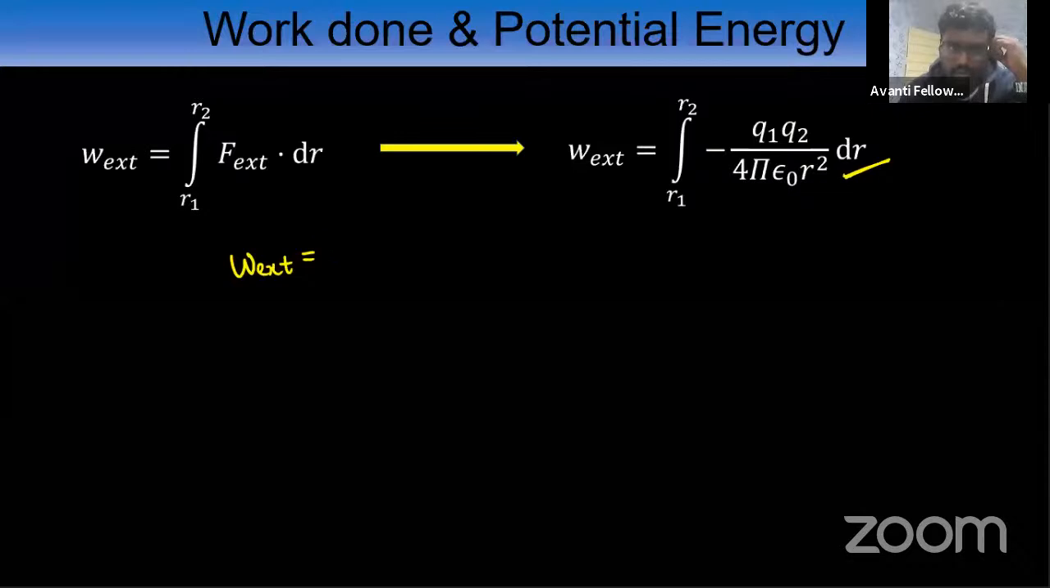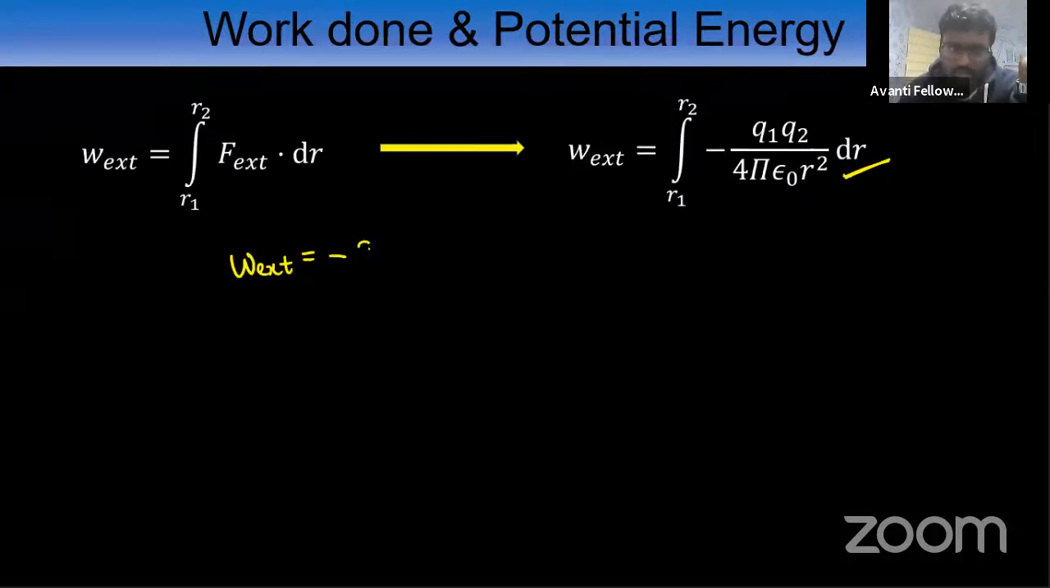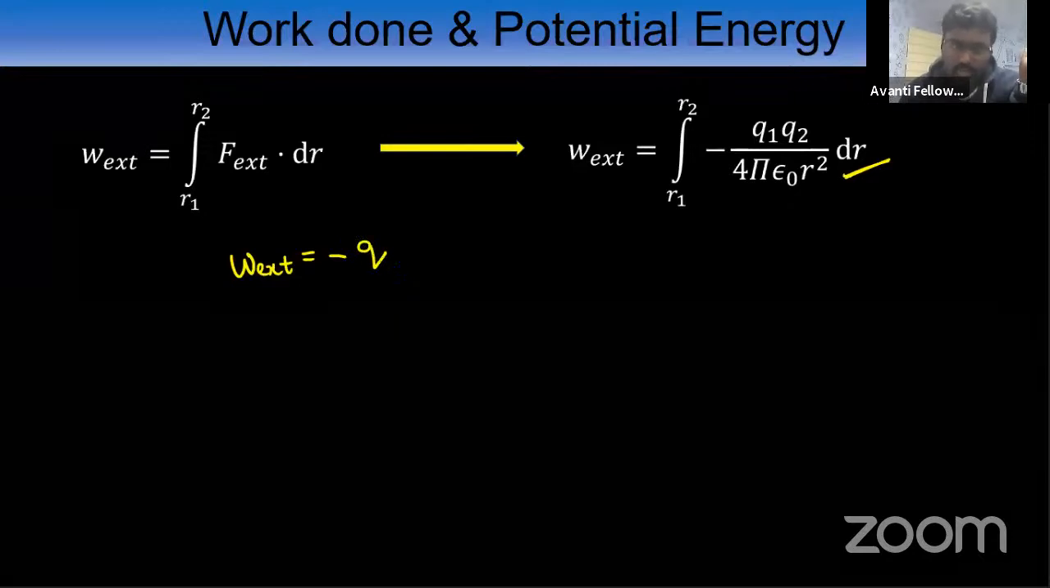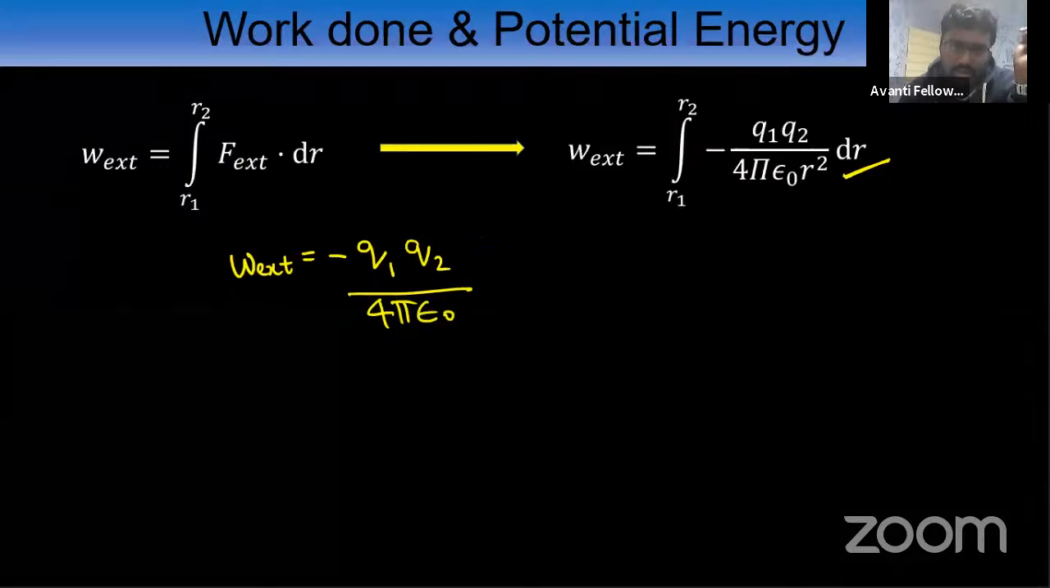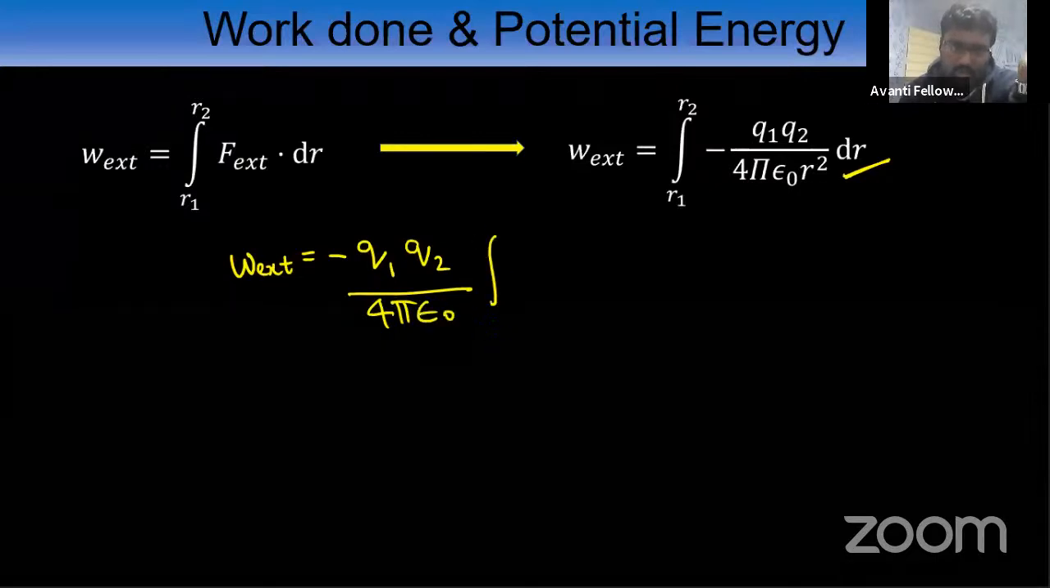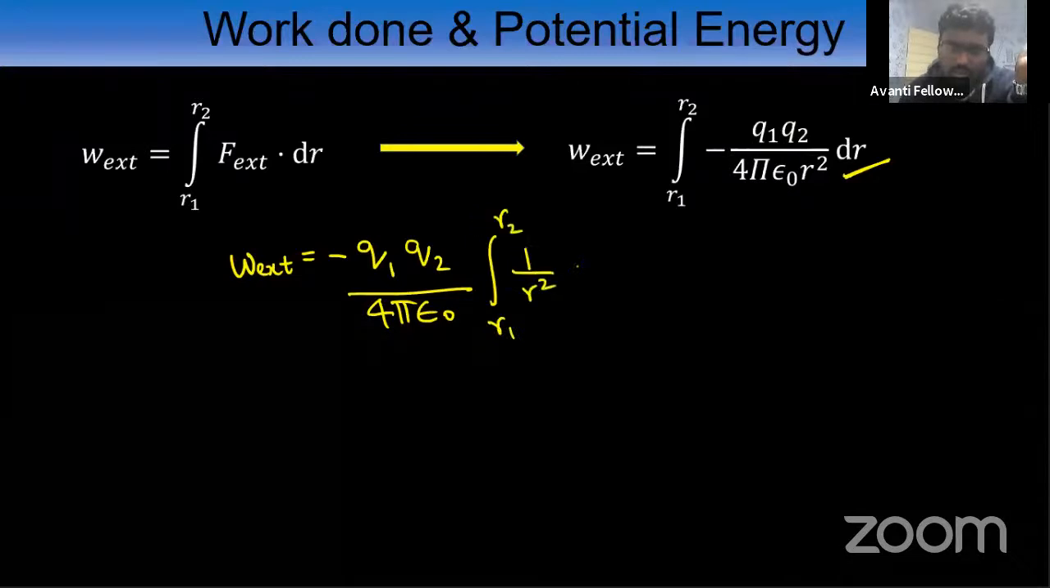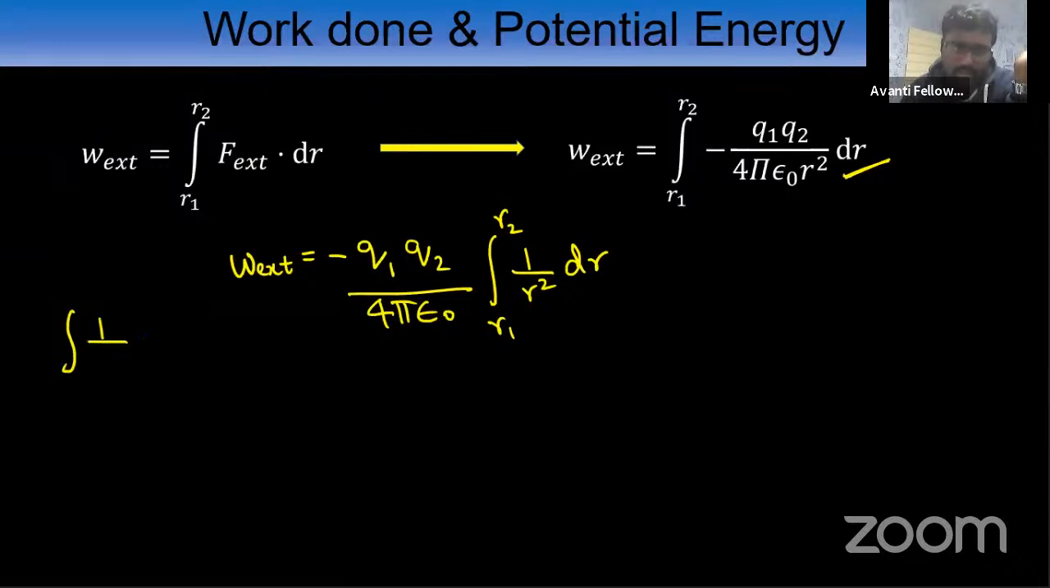See, I'll show you how to do this. W external is equal to minus Q1 Q2 divided by 4 pi epsilon naught, which I'll take out of the integration, times the integral from R1 to R2 of 1 by R square dr. Okay guys, now come on, tell me. Yes, correct, Tejas. What is the integral of 1 by x power n dx?